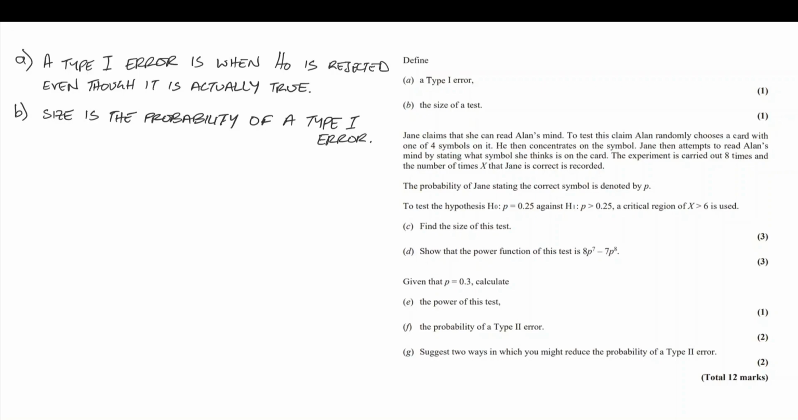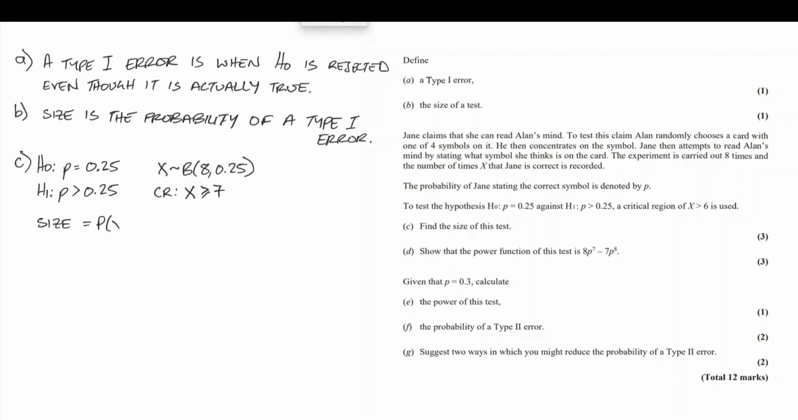I'm going to start by summarizing some of this information. So we have our null hypothesis, our alternate hypothesis, and I'm also going to state the distribution here. So X follows a binomial distribution, N equals 8, P equals 0.25, and there's the critical region. I'm going to make sure to use a value that we're actually interested in. So I'm using X is greater than or equal to 7.